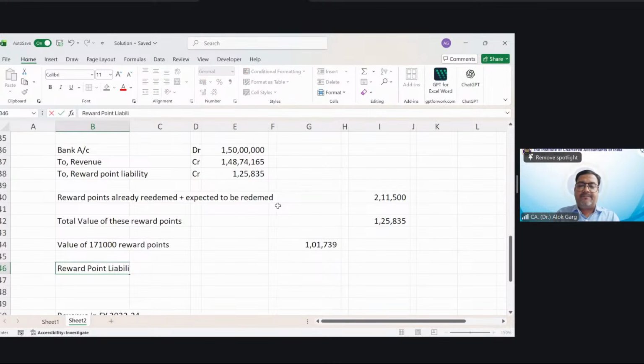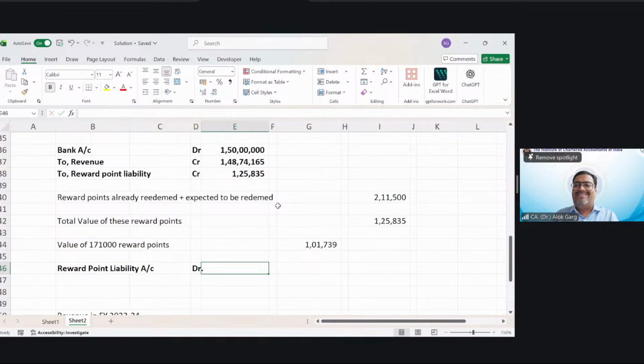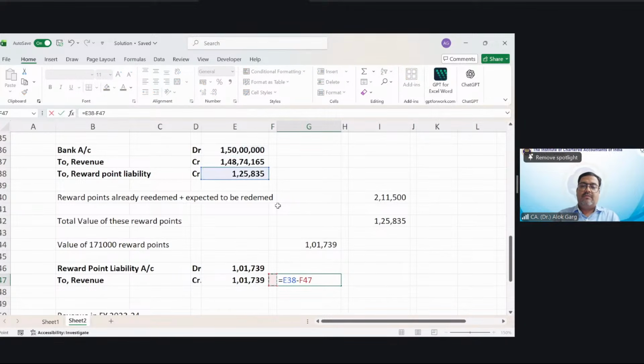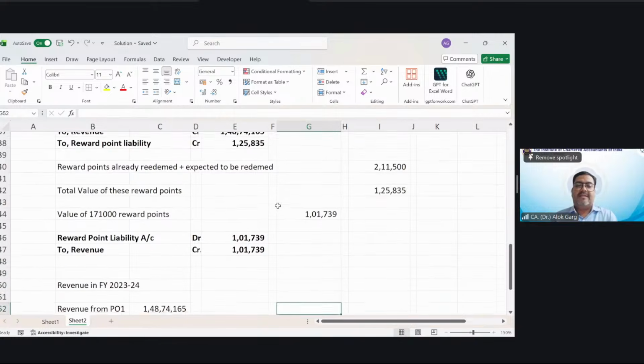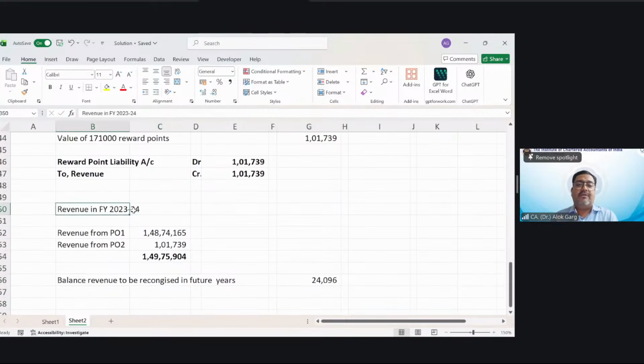Reward point liability account debit, by what amount? To revenue credit. 101,739, and with this amount your reward point liability will be debited. Now you have a remaining reward point liability of how much? 24,096, right? So how much revenue will be recognized in 23-24?